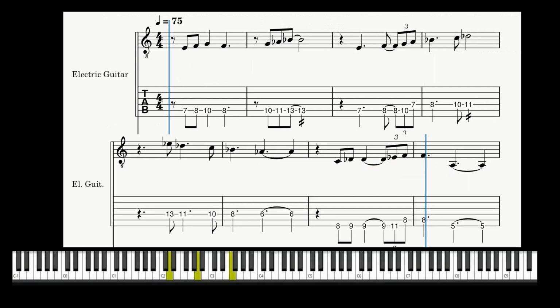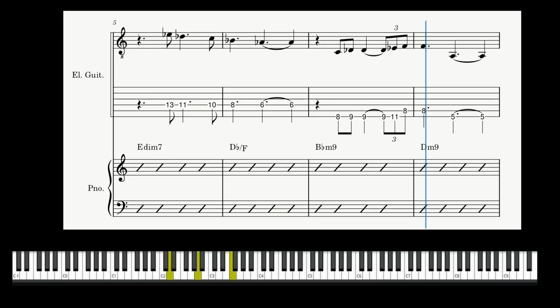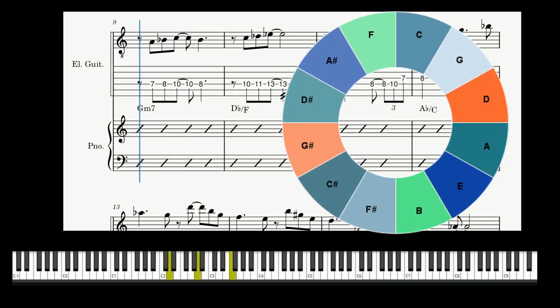But then there's this renewed sort of feeling because we're going to a new chord that is related, actually adjacent, through the circle of fifths. So we're going up a fourth from a D to a G, so they're a fourth apart, and we're repeating ourselves.